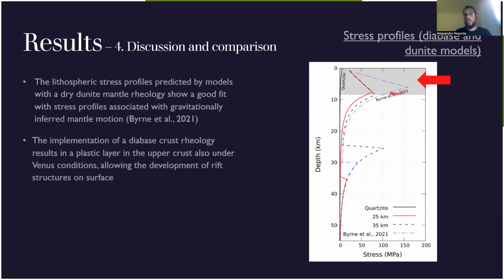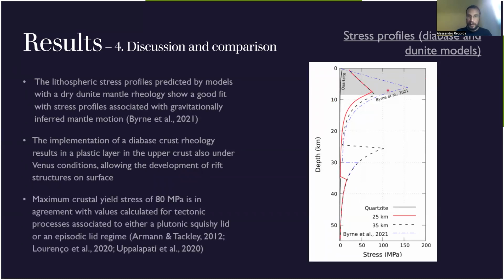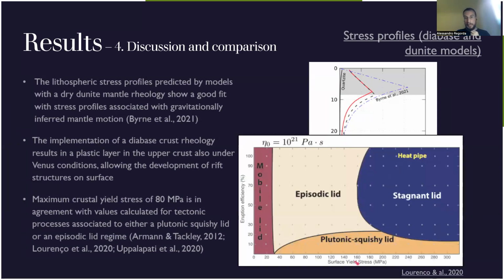The main thing is to have a plastic layer. And our maximum yield is about 80 megapascal, and this is in agreement with values calculated for tectonic processes associated to a plutonic squishy lid or a plutonic episodic lid regime. So we are in this area here, and this is the same for this maximum yield stress. We are here.